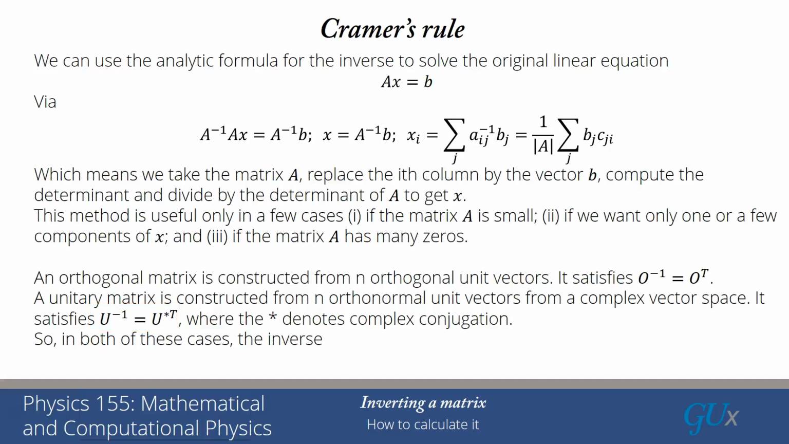And in both of these cases, the inverse is easy to form. What we find for the unitary matrix is that the inverse is what's called the Hermitian conjugate. It's the transpose complex conjugate of the matrix U. And that ends our discussion of matrix inverses for this lecture.